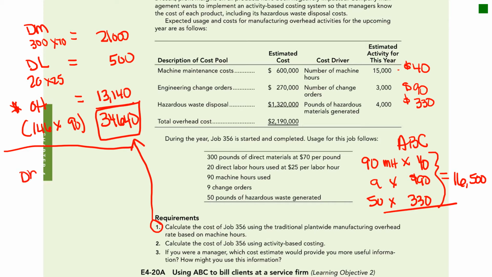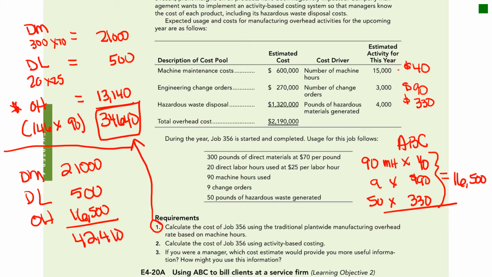So therefore, you have the direct material, you have direct labor, you have overhead. We can compare these. We still have the 21,000 of direct material, 500 of direct labor, and now overhead is 16,500. And notice what happens to the cost. 42,410 is our cost versus 34,640.